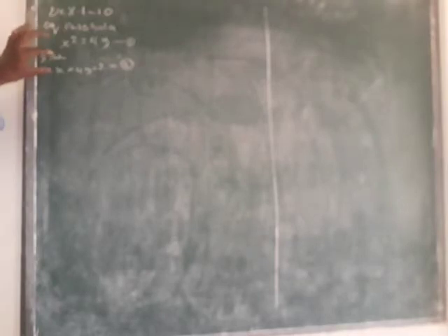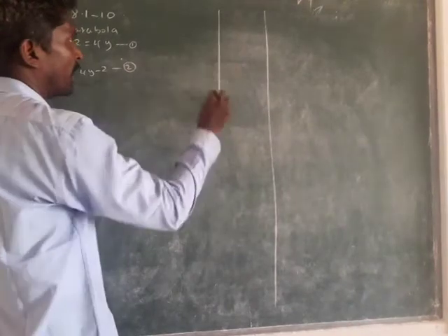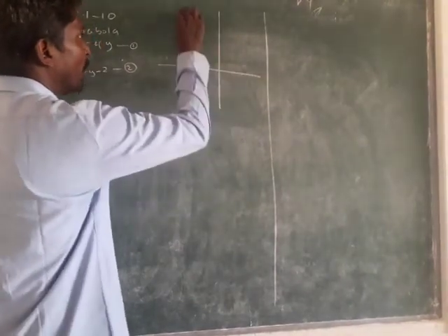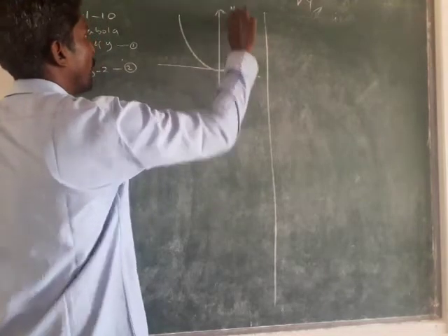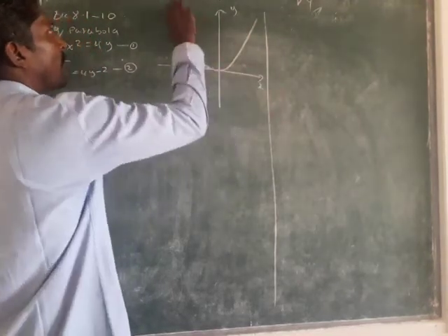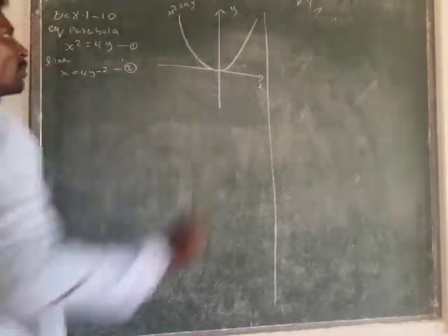So first they asked to find the area covered by the parabola and line. First you draw the rough diagram, then only are you able to identify which area you are going to find. It opens upward, so confirm that the parabola passes through the origin, because when x equal to 0, y also equal to 0. So the equation x squared equal to 4y is an upward-opening parabola.